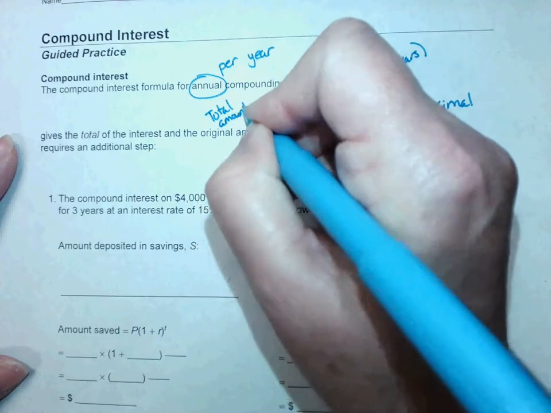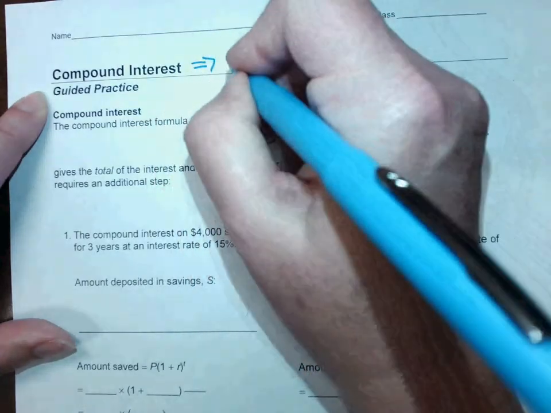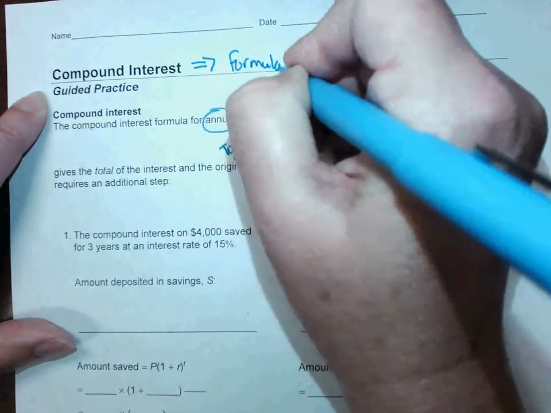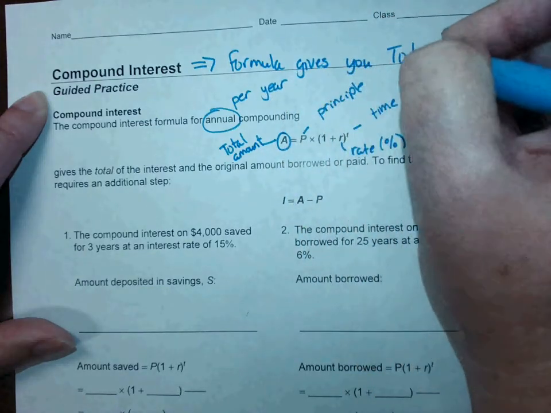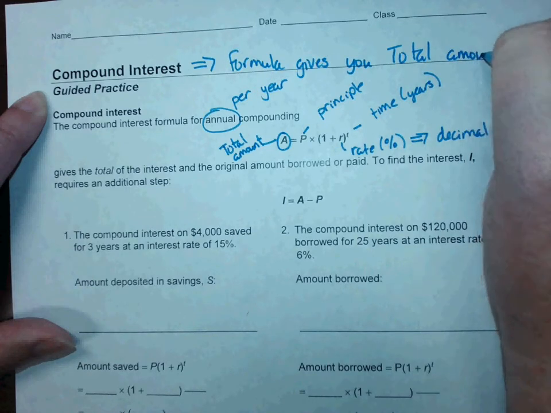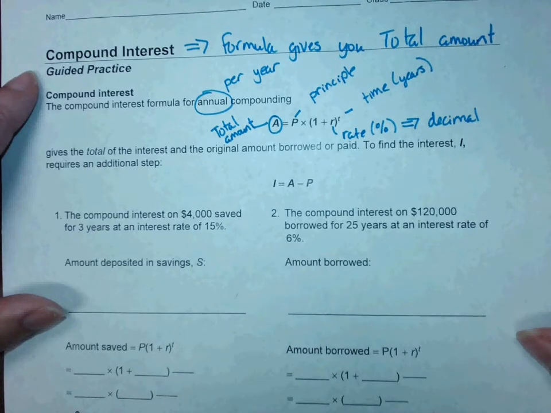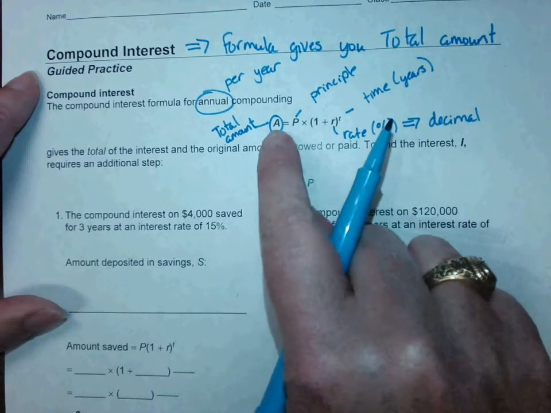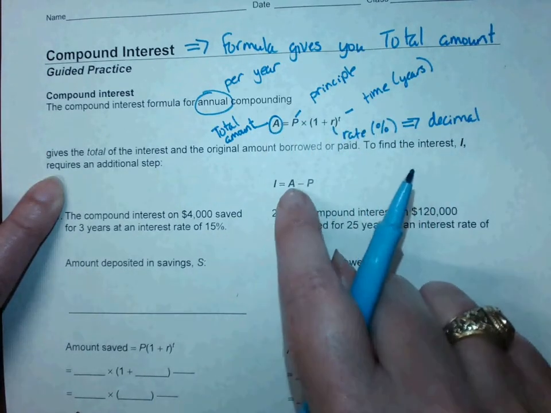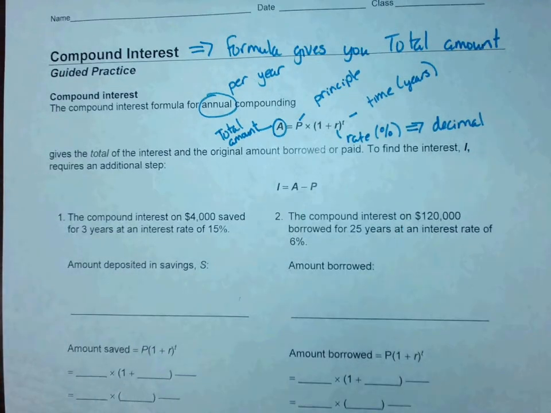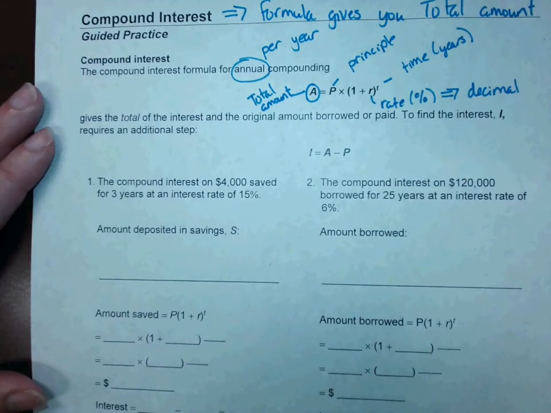Now, the difference is your compound interest formula gives you the total amount. Yesterday, the formula gave us the interest, and we had to add it back to get the total amount. Today, our formula is going to give us the total amount in the account, and to find the interest, you've got to take the total amount and subtract the principal. All right? So let's look at number 1.